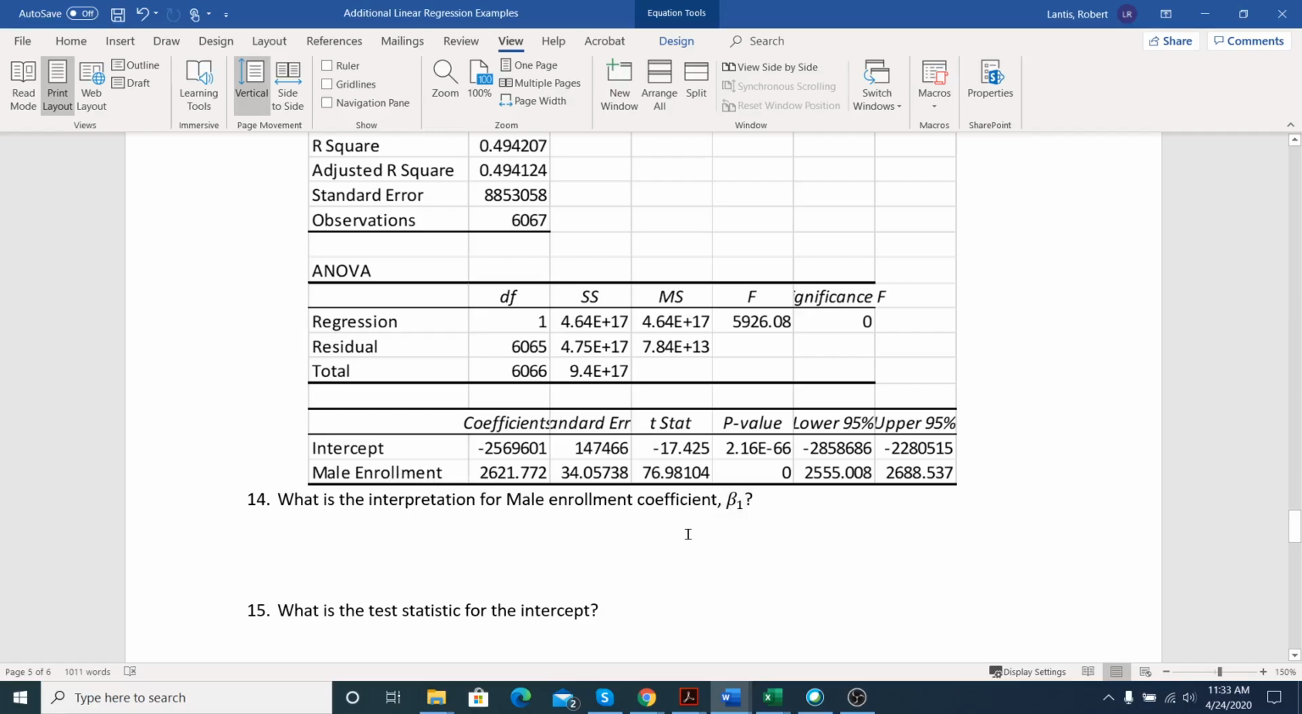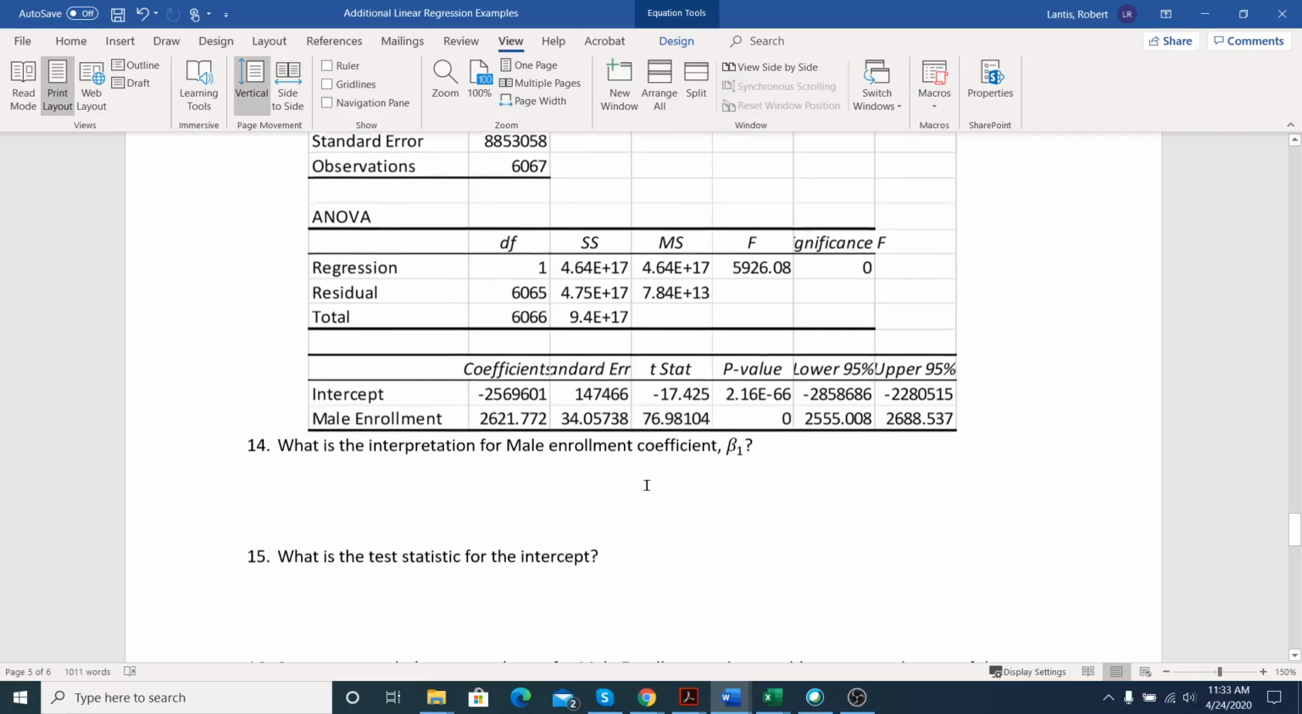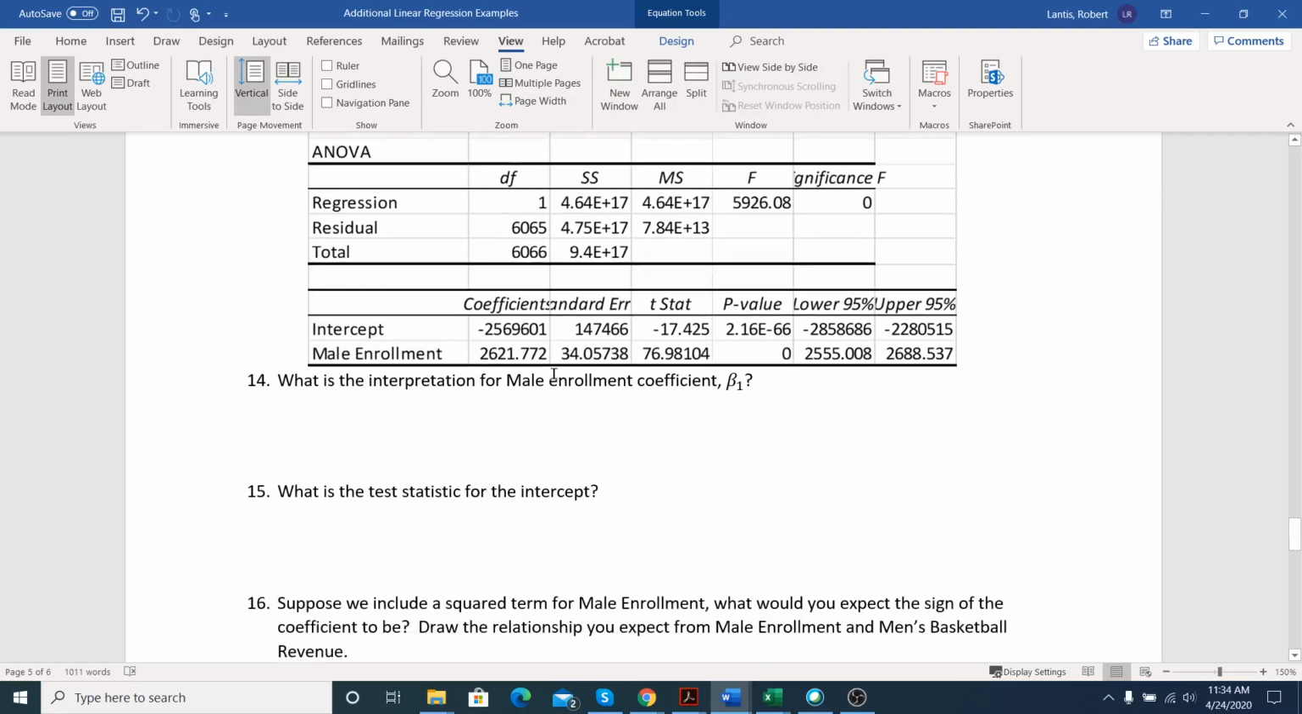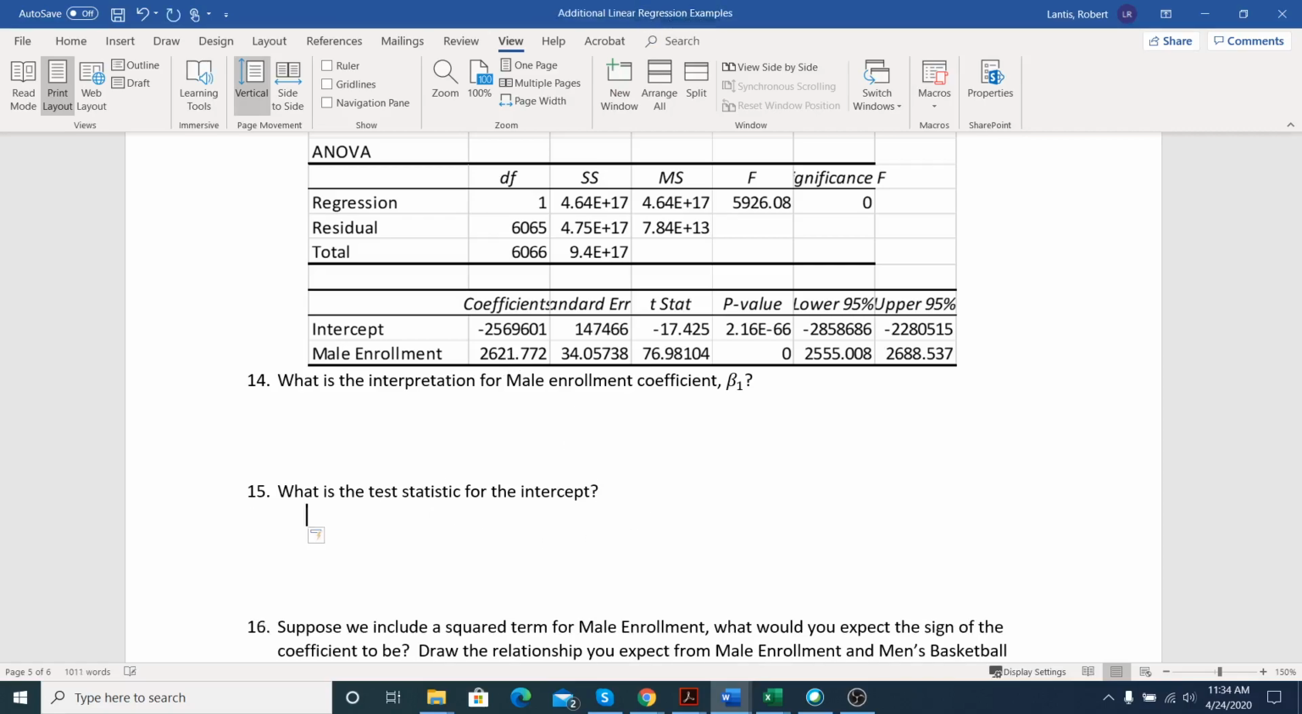So we already kind of did this. If I have a 1 unit increase in male enrollment, so one more student, it would increase my predicted football revenue by $2,621. And what's the test statistic? Well, once again, I have it here, I didn't hide it, but you would just simply take your coefficient and divide it by your standard error. Right? So these are just example questions. So here, as I'm talking, you can kind of see, 2,621.